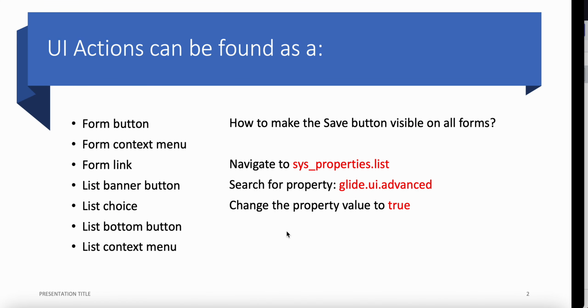The UI actions covered today will be the form button, the form context menu, form link, list banner button, list choice, list bottom button, and the list context menu. And also another thing that I will throw in is how to make the save button visible on all forms by changing the sys properties. All right, let's jump into the demo.